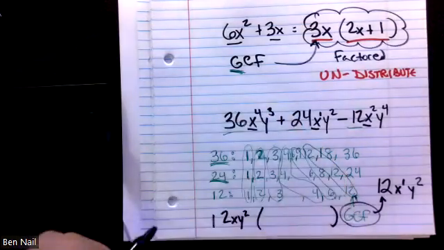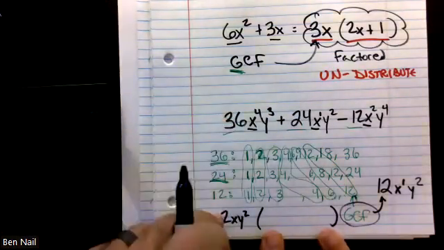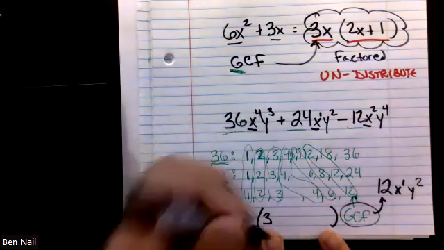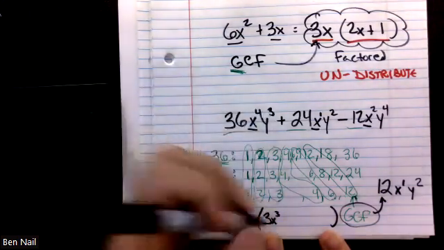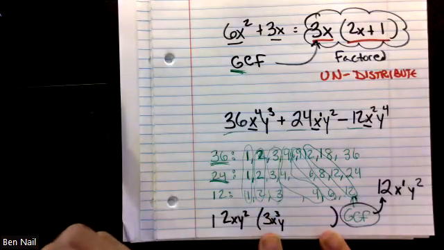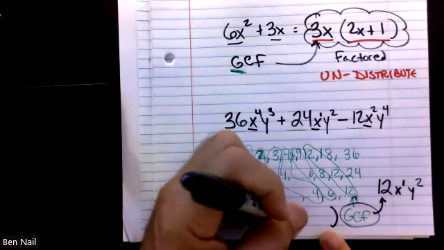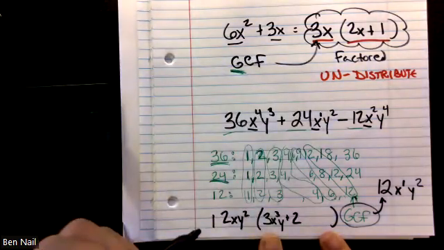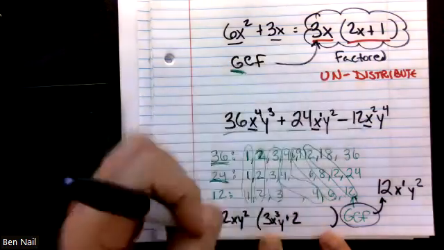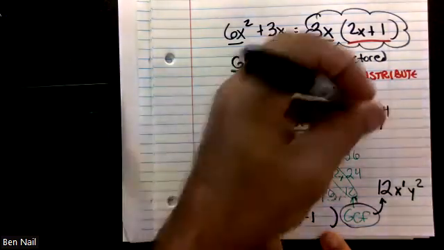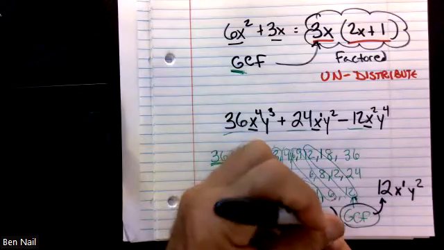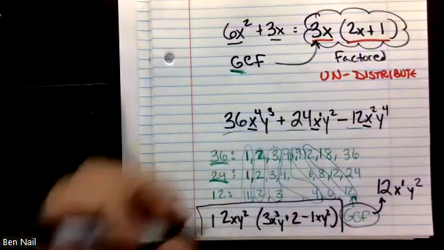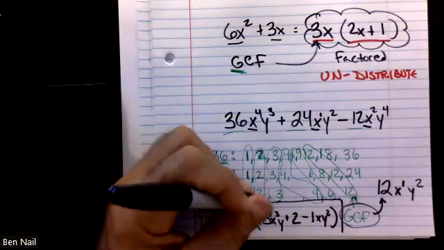And then what I have left over is just what I get after I divide. So 36 divided by 12 is 3. When you divide exponents, you subtract. So that would be x to the third, y to the first. 24 divided by 12 is 2. X to the first and y to the second, those cancel out. 12 divided by 12 is 1. Subtract your exponents, that's going to be an x, y to the second. So again, this is your properly, completely factored form.